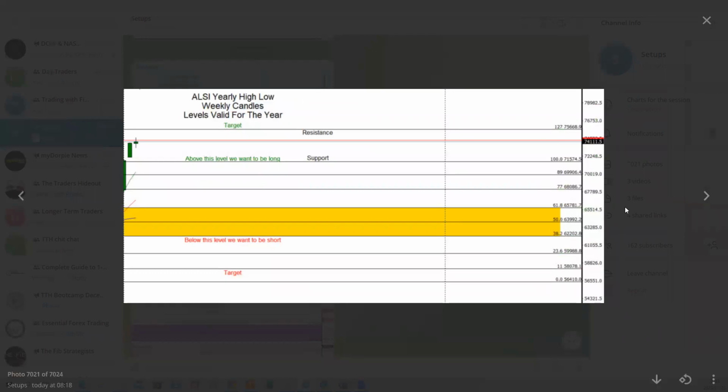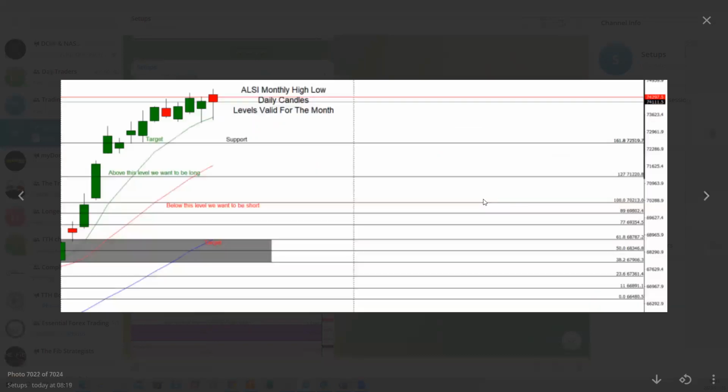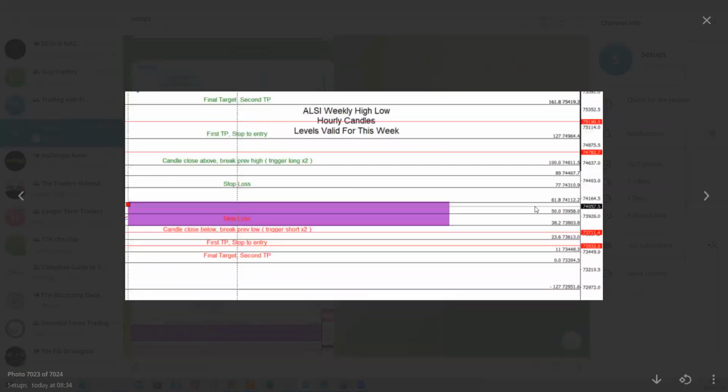On the Aussie yearly high-low, currently between levels of 100 and 127 as support resistance. If you look at the moving averages, 8 is above 21 over 50. That's indicating trend is up, so we're still looking for that 127 target level. On the Aussie monthly high-low, currently above all the levels, so we need to wait for a moving average crossover for any indications further.